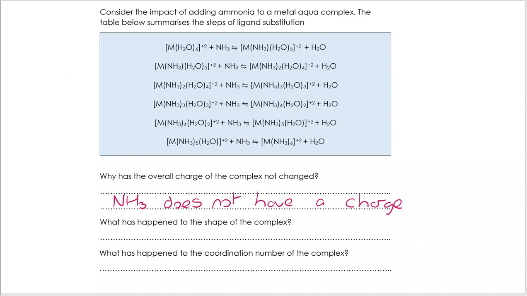Well, that's because NH3, just like water, does not have a charge. What's happened to the shape of the complex? Well, in each case, there are 6 ligands. That means there's no change. It's octahedral, bond angle is 90 degrees, and its coordination number is still 6. There is no change there.